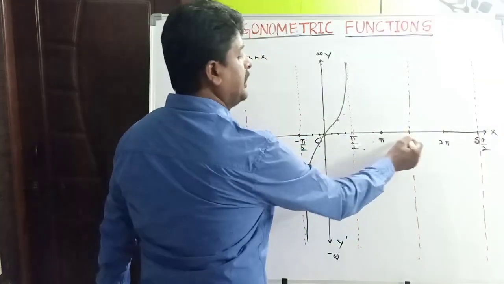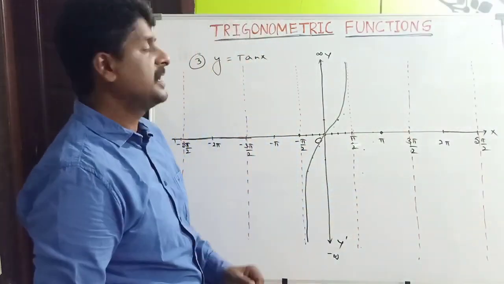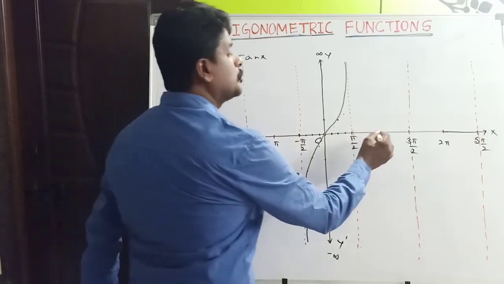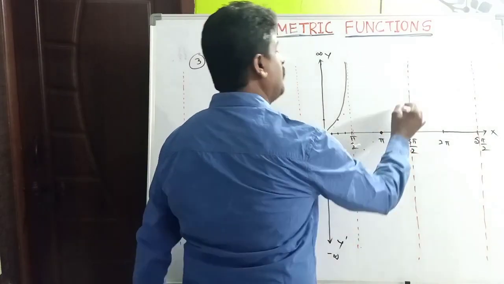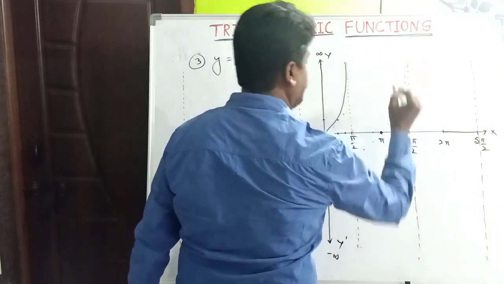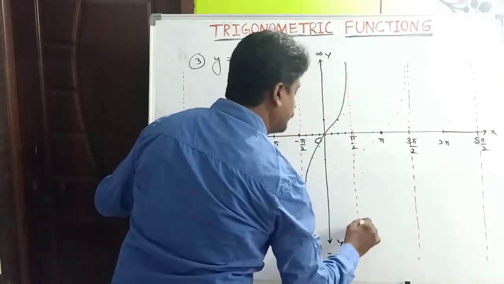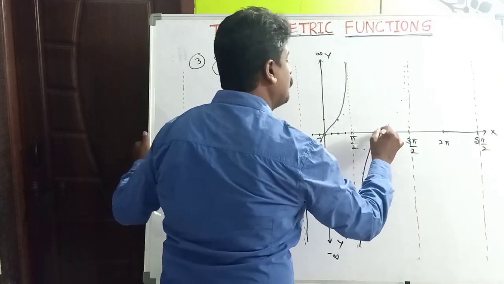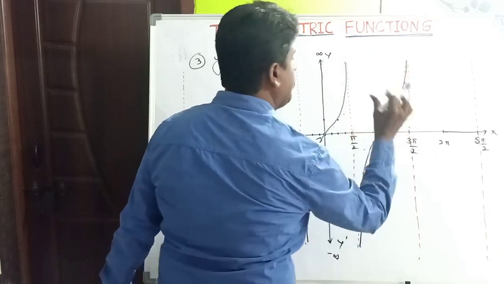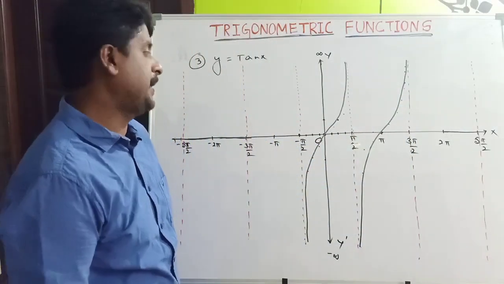After pi, pi to 3 pi by 2, it is the third quadrant. In the third quadrant, tan x is positive. So for all these values, the graph of tan x will be above the x-axis only. For example, these are the values. Now, the graph of tan x will be like this between pi by 2 and 3 pi by 2.